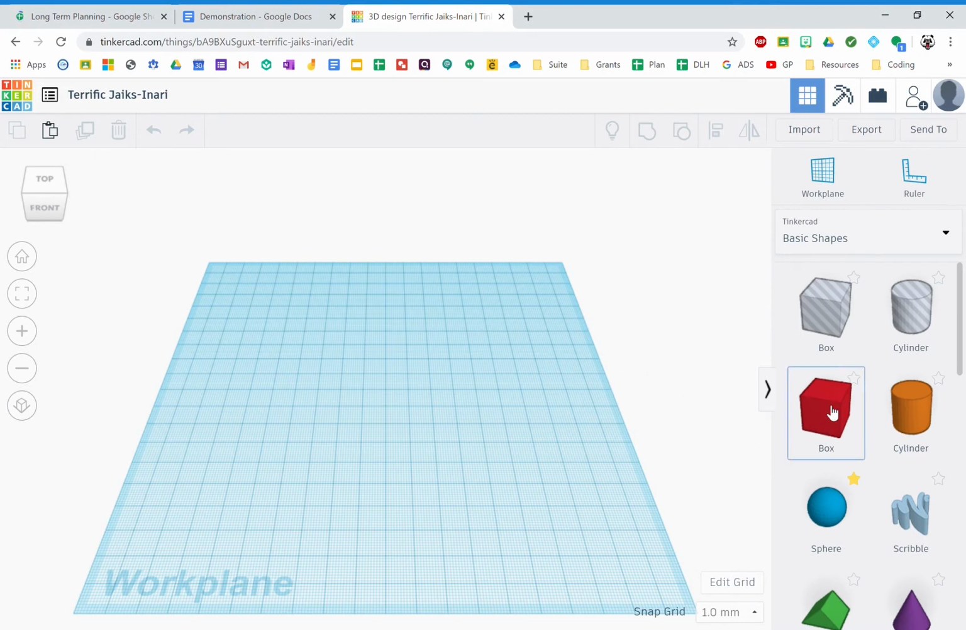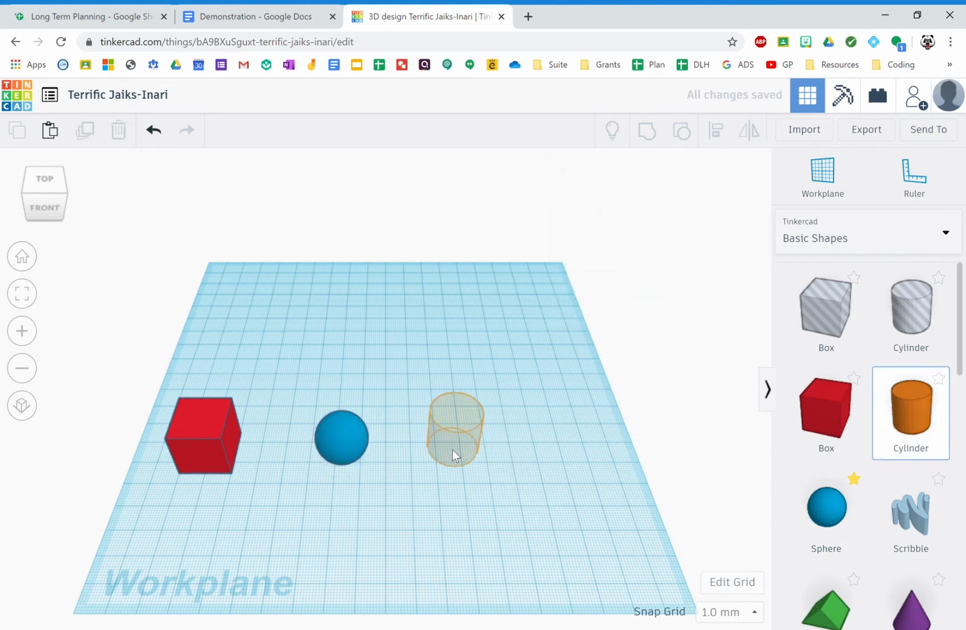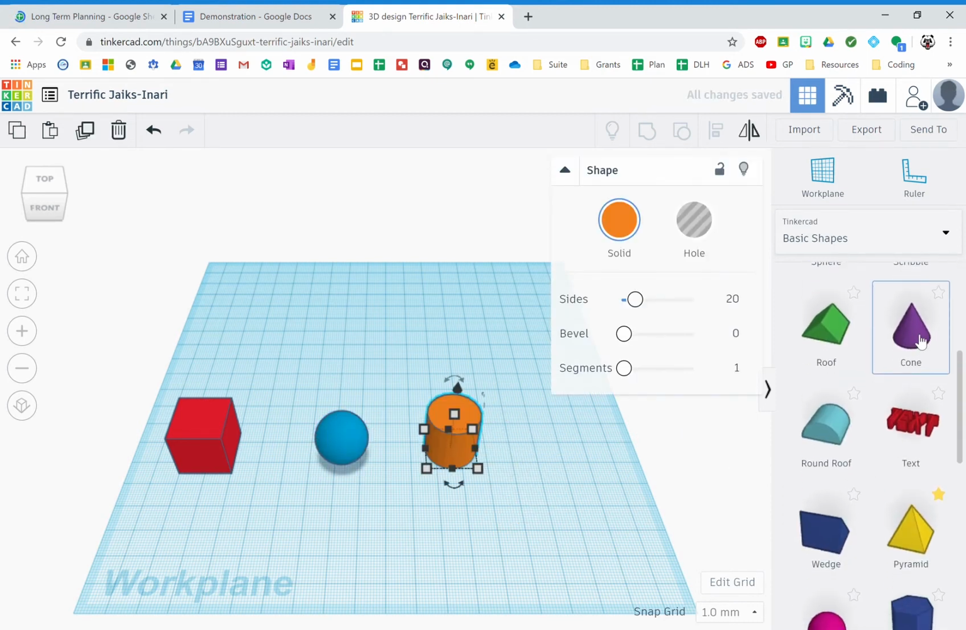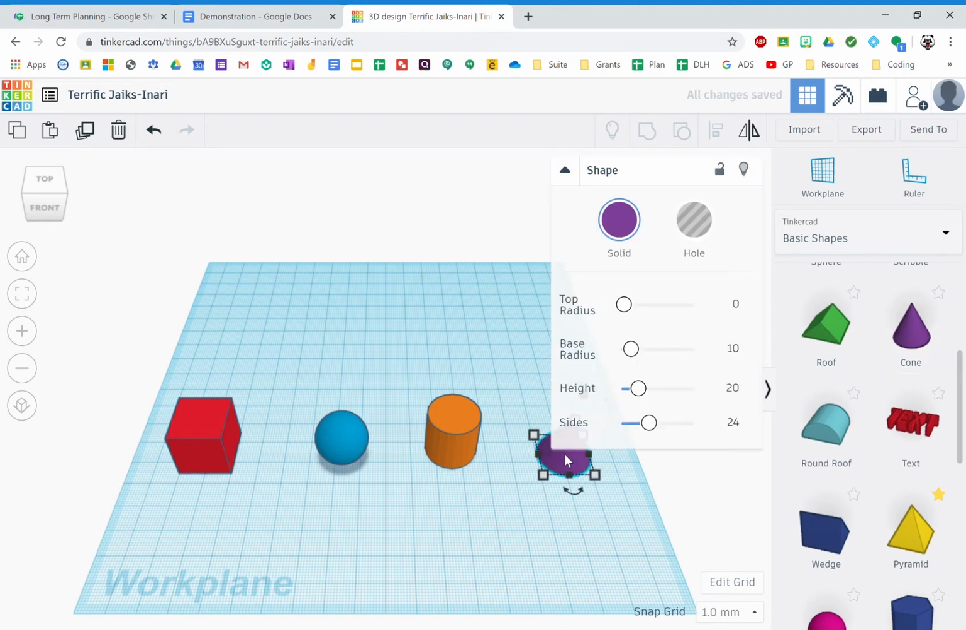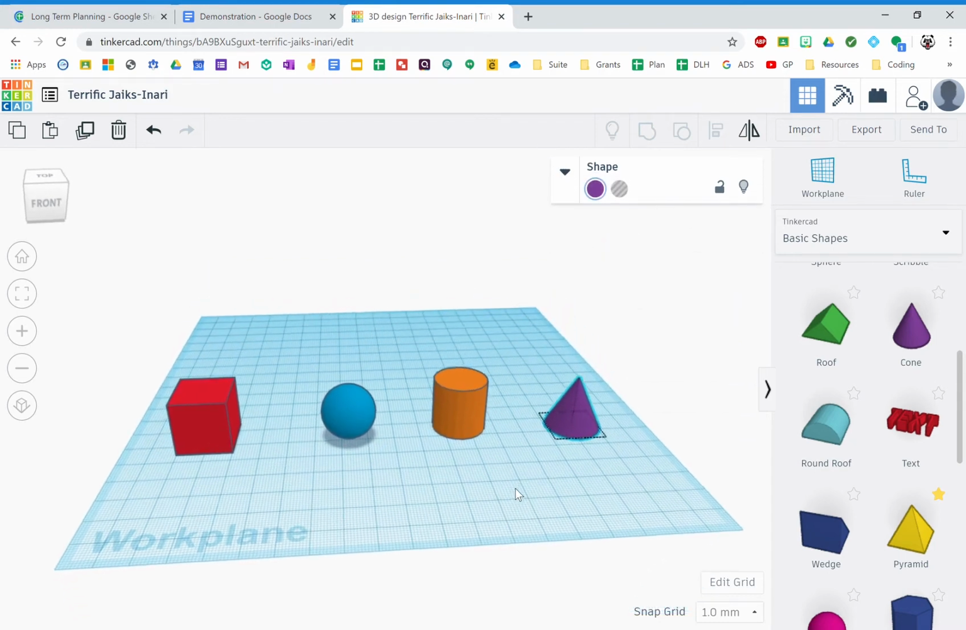You need a rectangular prism, so we're going to have a box. You need a sphere, that's right there. You need a cylinder, that's right there. And you need a cone over there. How you choose to incorporate these shapes into your design is entirely your choice. But now I'm going to show you how to do the measurements for it.